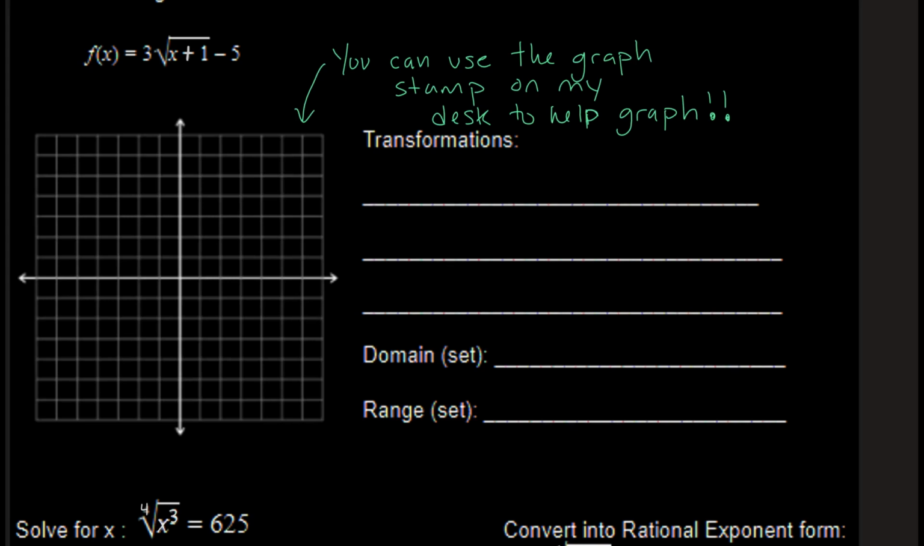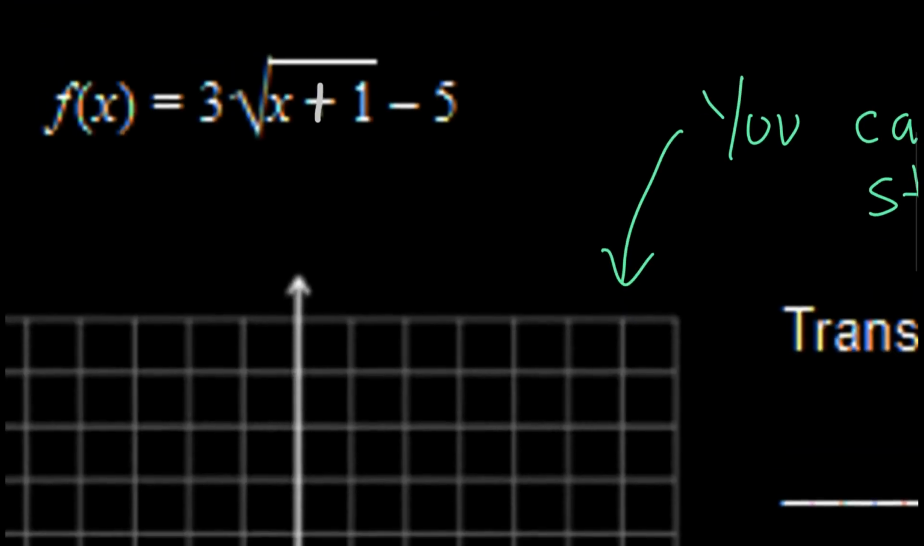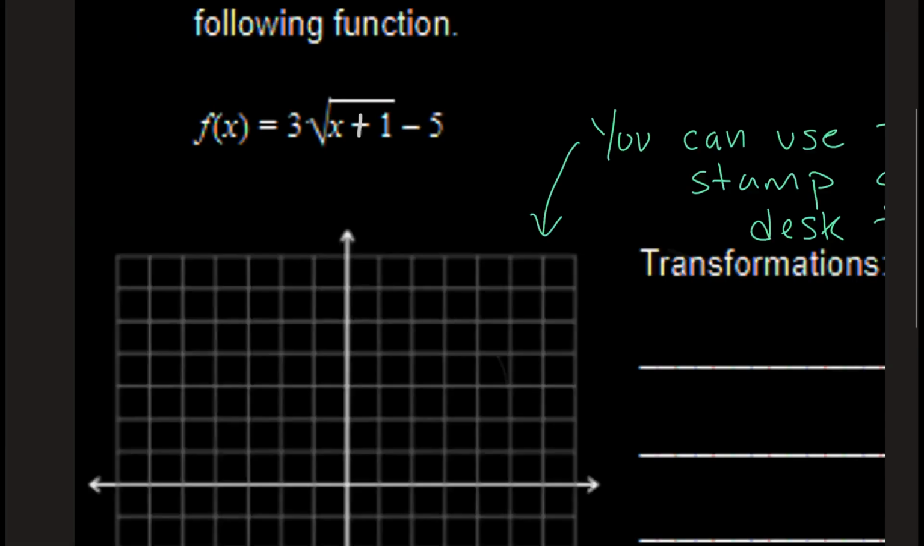So the first thing that this asks us to do is graph this function. Now, it is easiest to graph when we know what transformations are happening. What transformations are happening to this function? Down 5. Yes, it is translating down 5.